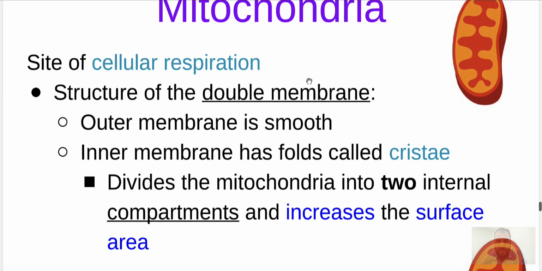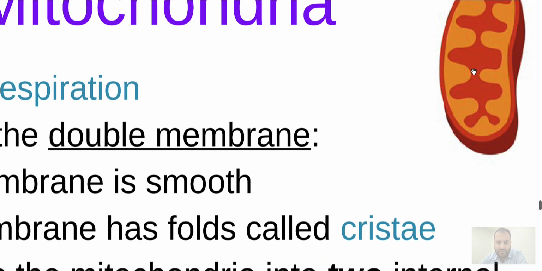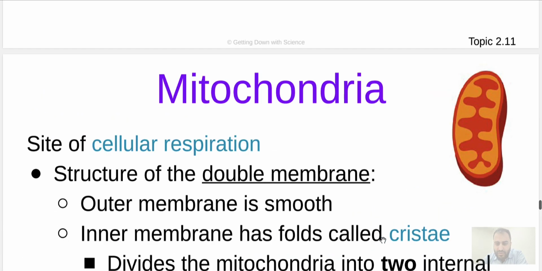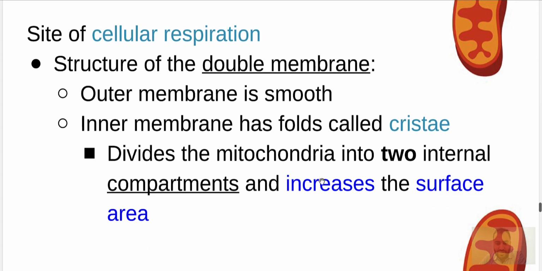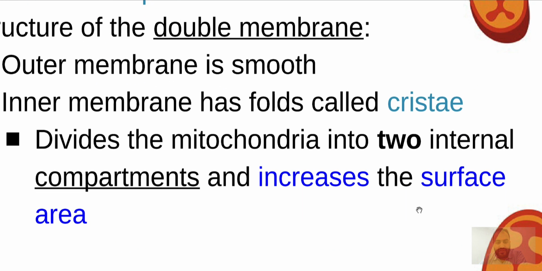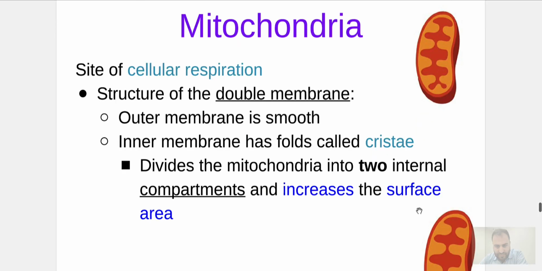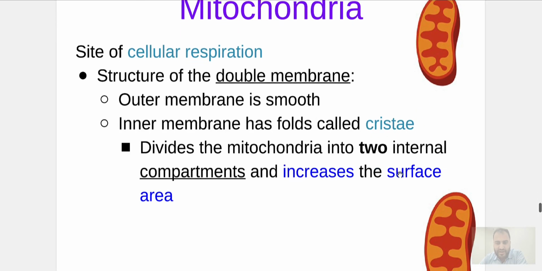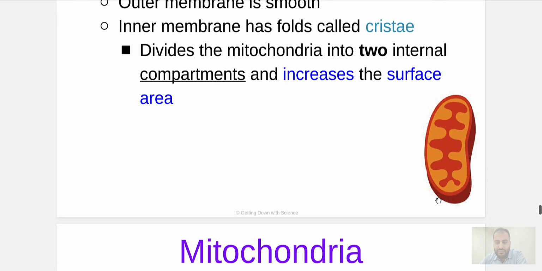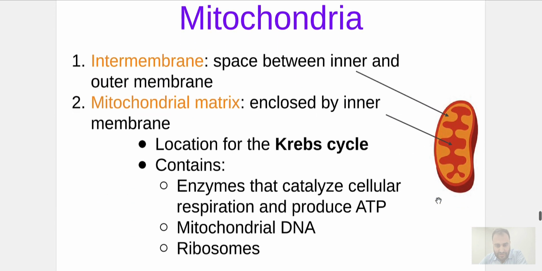So speaking about mitochondria, it has a double membrane. The outer membrane is a regular membrane, but the inner membrane has folds called cristae. Those folds play an important role in increasing the surface area, and this increase in surface area allows the mitochondria to function more efficiently.